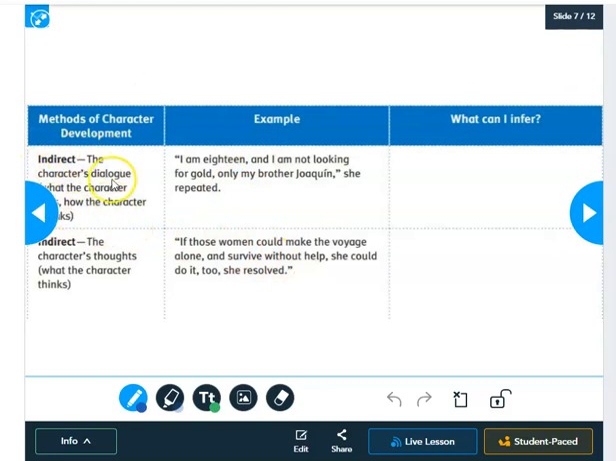So if I read this, okay, this is dialogue. She says, "I am 18 and I am not looking for gold, only my brother Joaquin," she repeated. So you might look at some clues there. Okay, she says her age. She says what she is not looking for. She's not looking for gold. Why would she say that? She talks about her brother. She's looking for her brother, so clearly she doesn't know where he is. And she repeated that. So whoever she's talking to maybe didn't accept her first answer, or something else happened that she would have to repeat that.